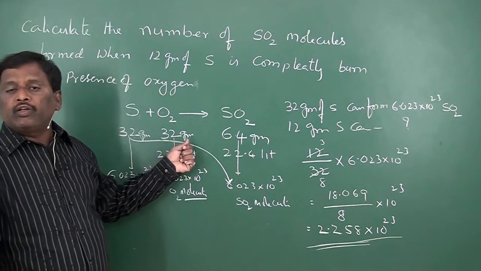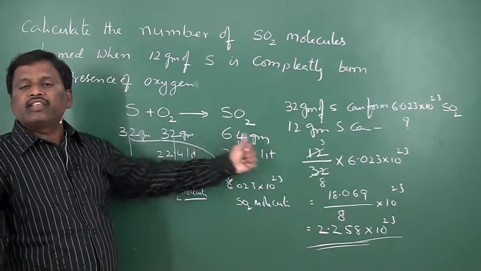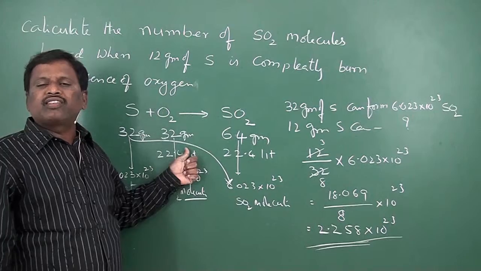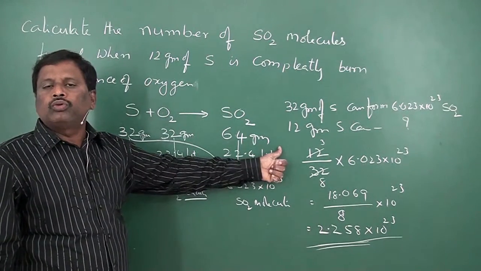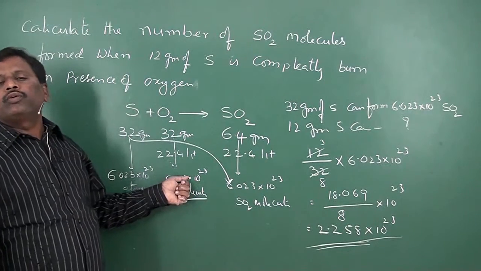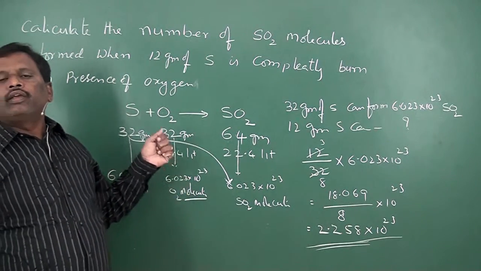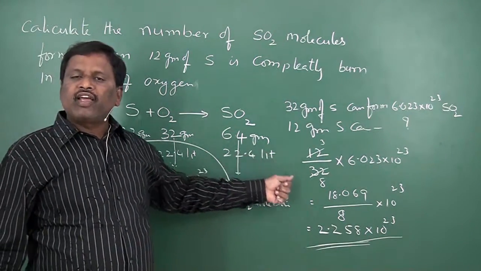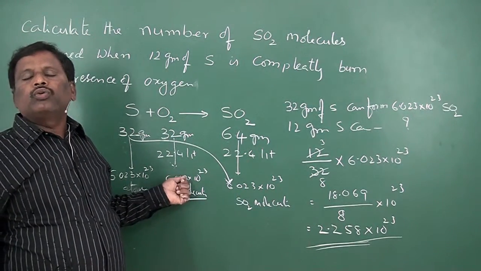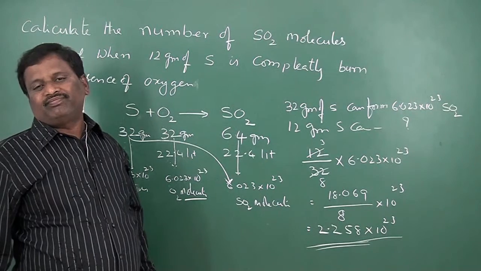So here 32 grams is the 1 mole of oxygen, 64 grams of SO2 is 1 mole of SO2. So 1 mole of oxygen and 1 mole of SO2 will consist of the same number, that is 6.023 into 10 to the power 23 SO2 molecules in sulfur dioxide and 22.4 liters of O2 in this oxygen.